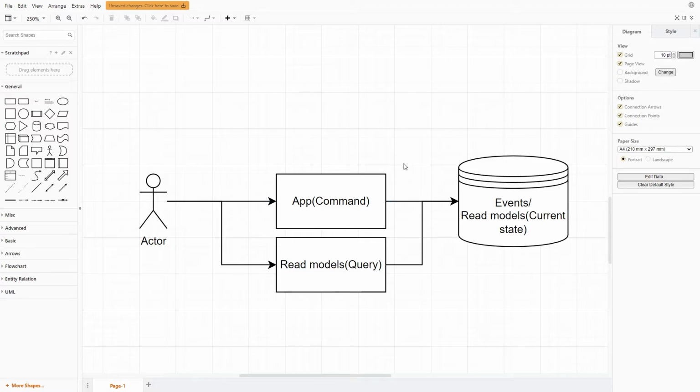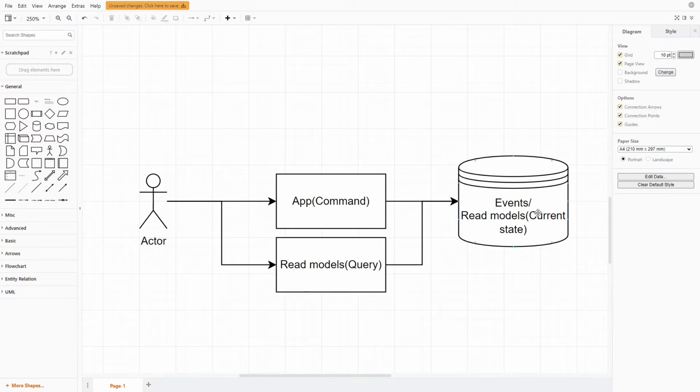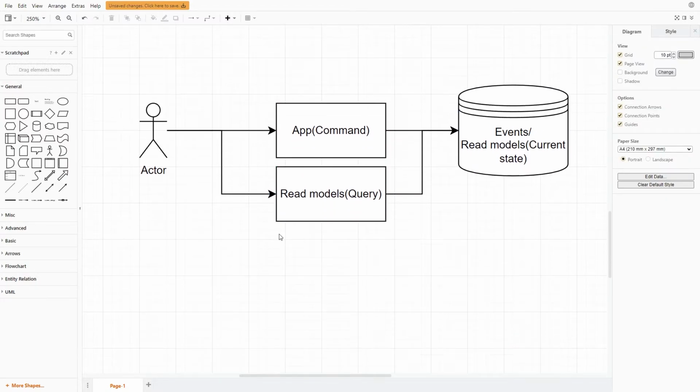And CQRS basically means that we split commands and queries. Command is something that returns nothing but changes our state, and the query is something that returns something but does not change our state. So we change the data in the command, return void or None in Python, and we do not change any data and return the thing that we queried in queries. Alright, so that's how it works. Let's look at event sourcing and what's the difference.